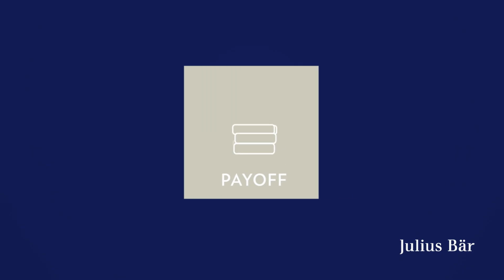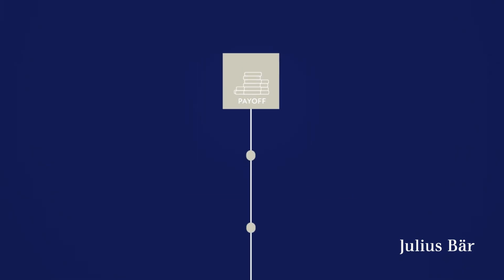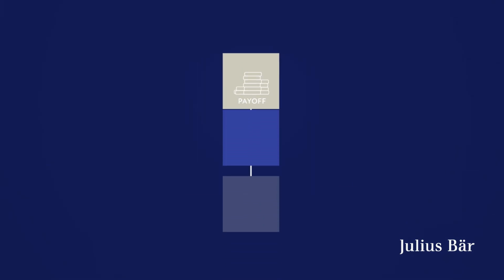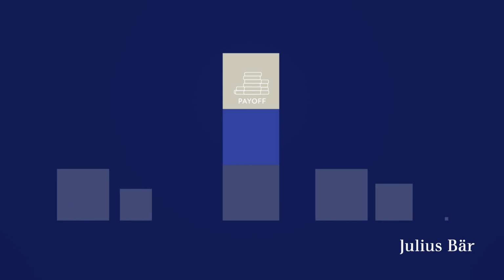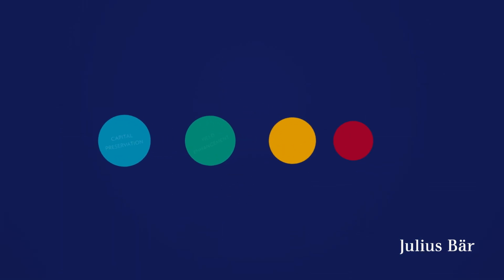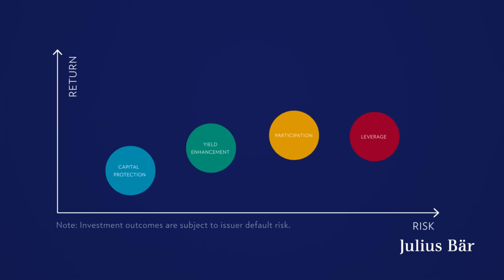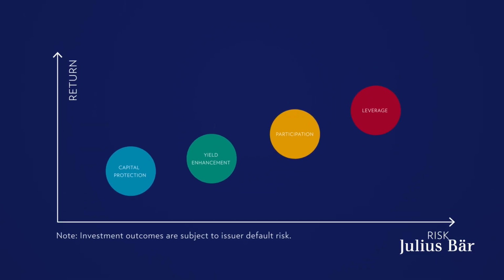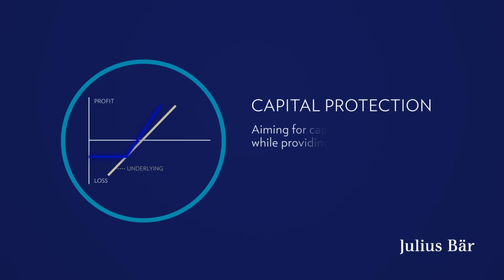The third block is the payoff, the final pattern of returns created when the underlying and derivative tools come together. Structured products may look diverse, but they all stem from four fundamental payoff families, with each one shaping a different kind of outcome. Capital protection, aiming for capital repayment while providing market exposure.